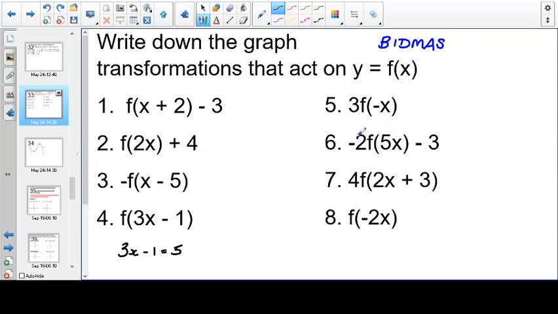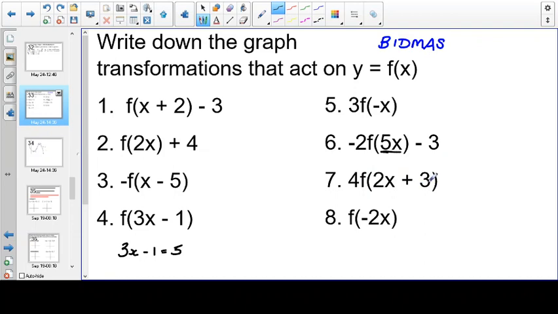Brackets, then you've got multiplications, then you've got this subtract. So first thing is first is this. So that's a stretch, scale factor 1/5 in the x direction. Then you've got 2 multiplications, and it doesn't actually matter, just like if you're timesing something by 2 and then 3, it doesn't matter if you do by 3 and then 2. So you've got a stretch, scale factor 2 in the y direction and a reflection in the x-axis. So it wouldn't matter which way around you did that. Then you've got a translation 3 down.